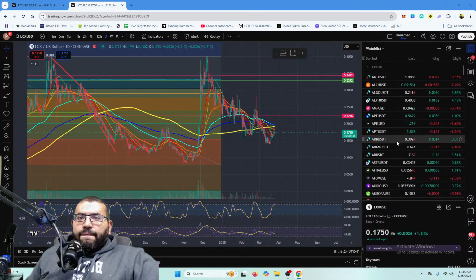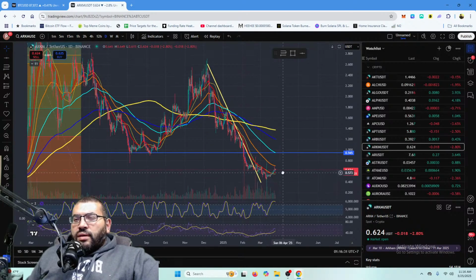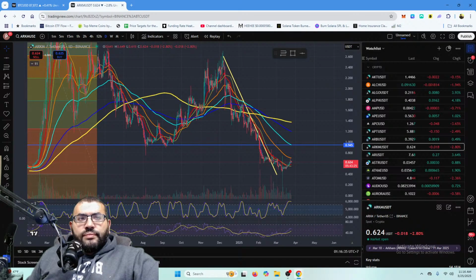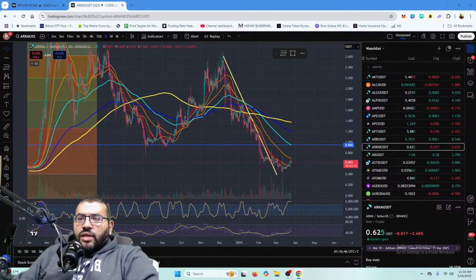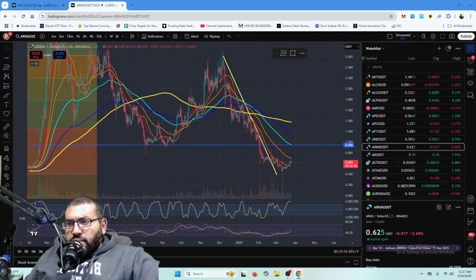Okay, Arkham. What do you see? I see some hope for Arkham. It finally broke through the 20-day EMA. The 50-day is now resistance. The 20-day should be support. Arkham looks pretty good.